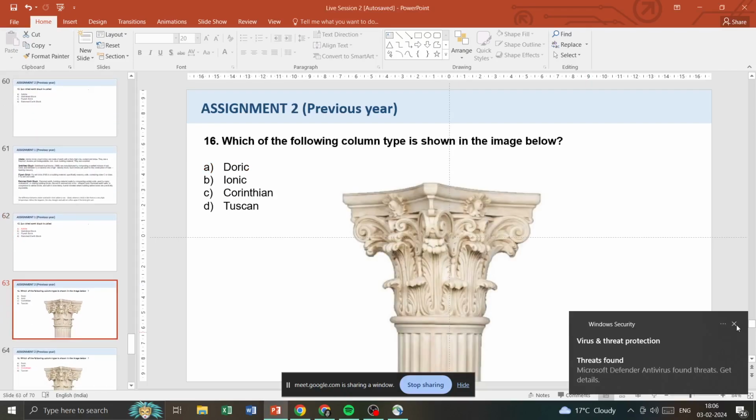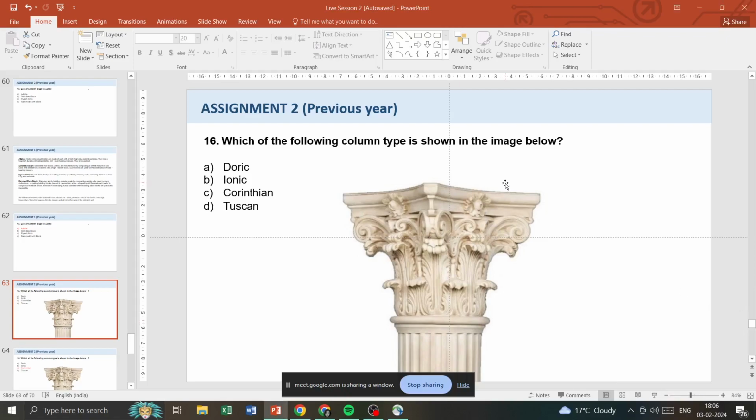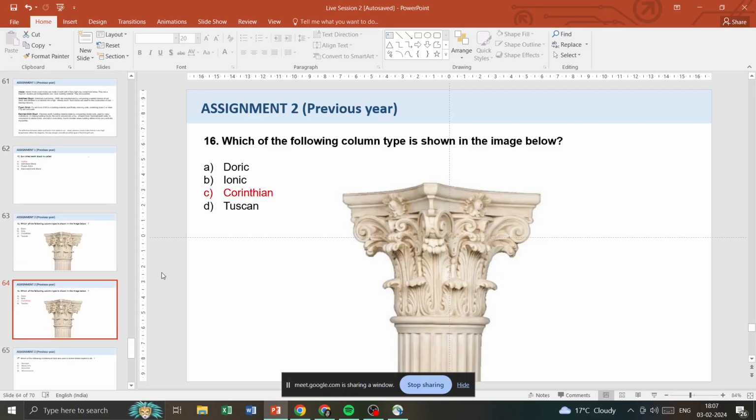Question number 16. Which of the following column types is shown in the image below? Doric, Ionic, Corinthian and Tuscan. So when you look at this, it's a very decorative capital, and secondly, it has flutes in it. It is not plain, it has flutes in it. Because it has flutes, it is a Greek order, and the typical Greek orders are Doric, Ionic and Corinthian. Doric has a very plain capital like a bowl, Ionic has a scroll-like capital, and Corinthian has a decorative capital. So our answer is Corinthian.